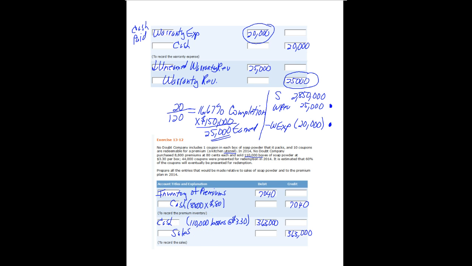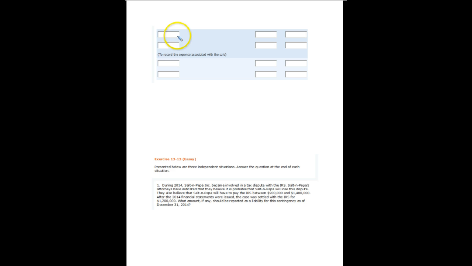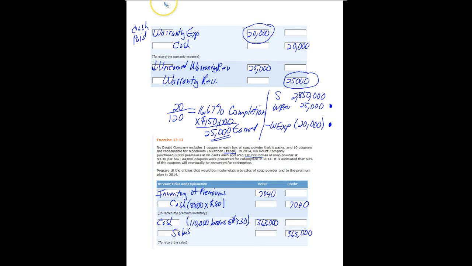Okay, the next thing we're going to want to solve for has to do with those coupons. So we want to look at the expense of those coupons. We actually have 44,000 coupons presented. And it takes 10 of those to get a utensil. So 44,000 coupons divided by 10 means we issued 4,400 kitchen utensils, or premiums, if you will.